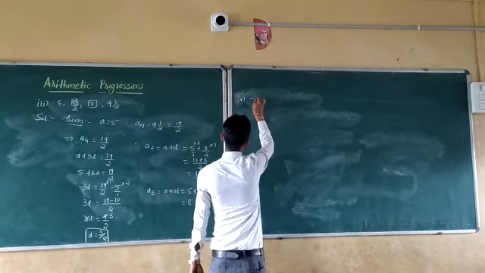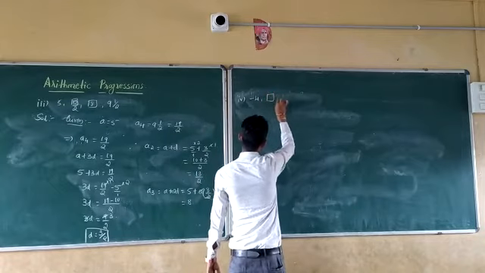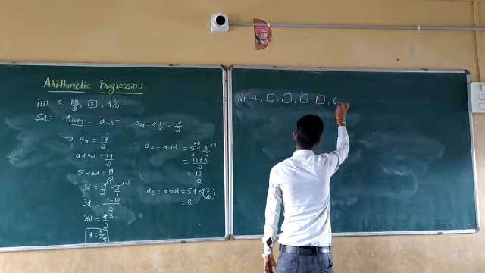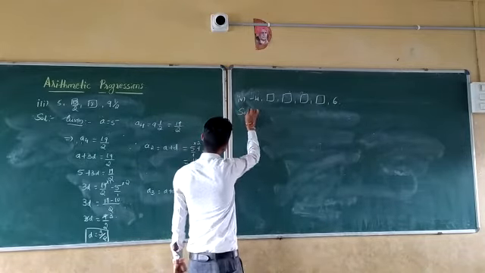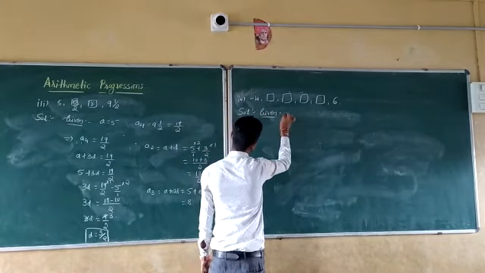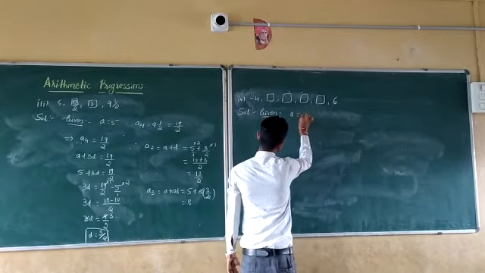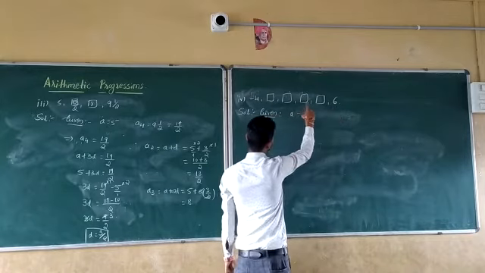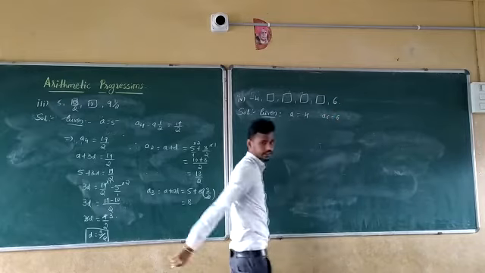Minus 4, comma 6. So first of all, write the given. What you are given: the first term, that is A, then third, fourth, fifth, and this is the sixth term. Means a6 is equal to 6.